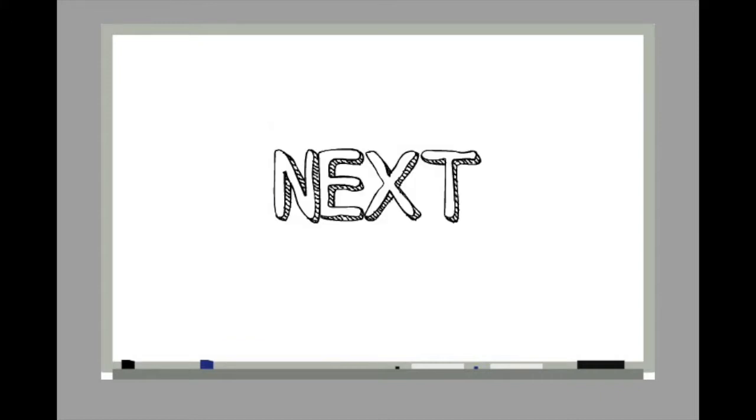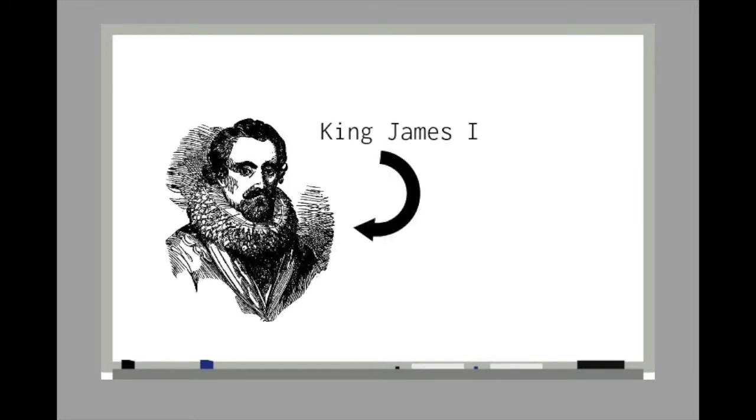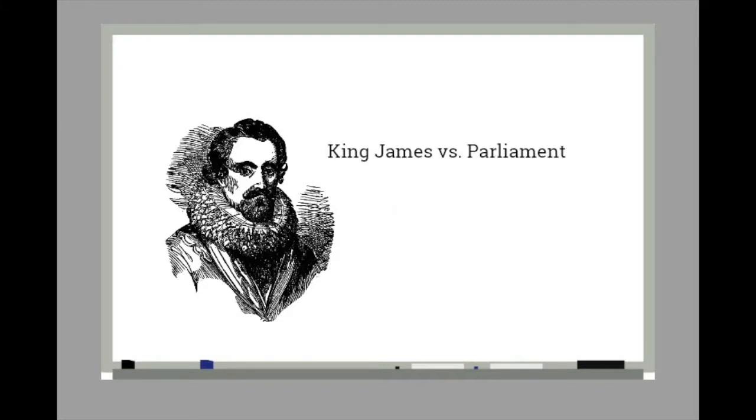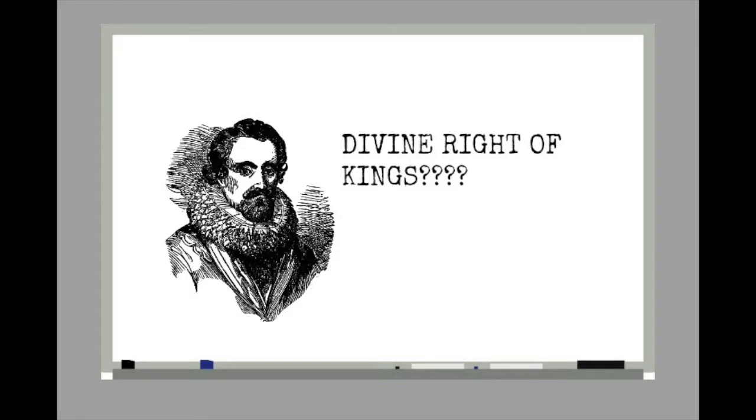Next, I'll be talking about King James I versus Parliament. He was born June 19th, 1566 and he died March 27th, 1625. He was the only son of Mary, Queen of Scots. He quarreled a lot with Parliament over royal finances and other issues. James actually wrote The Divine Right of Kings, which basically stated that kings were in God's position and that a king could never be wrong.